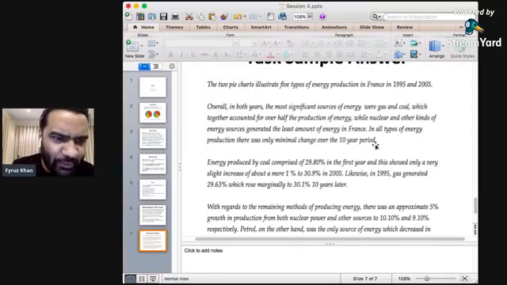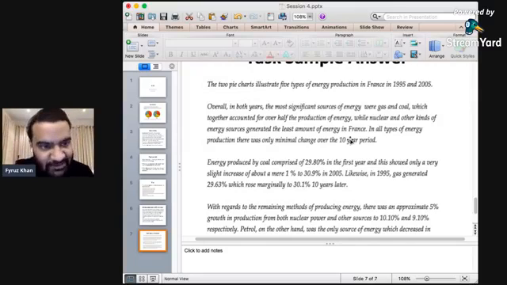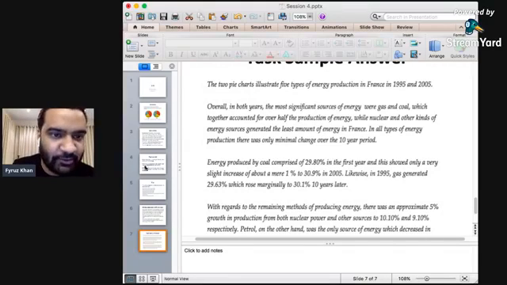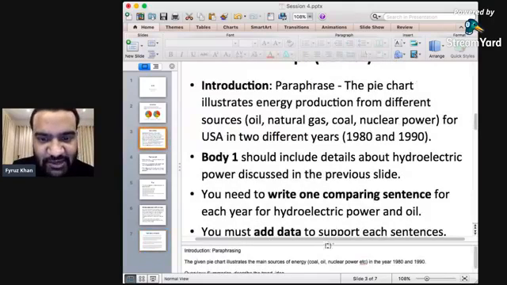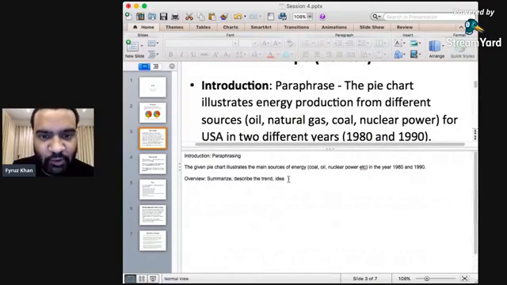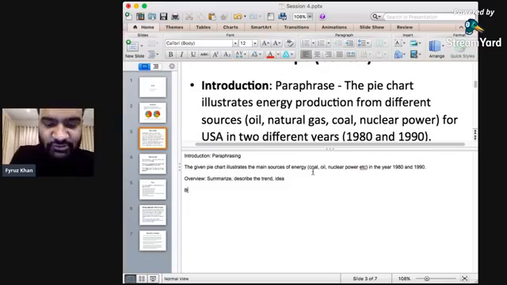However, they did not talk about oil. I'm surprised. Please do talk about oil, because oil makes up a large proportion of the pie chart. They did not go into the details, but they gave you an idea, a general trend of what is going to happen. So that's an overview, but please do write about oil. Okay, so that's how you write your overview, and then you go to body one.